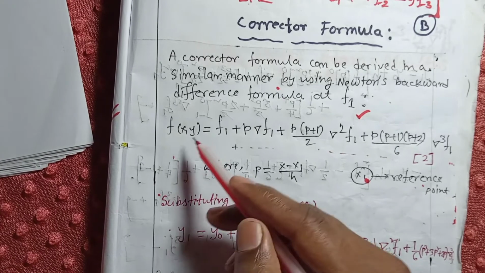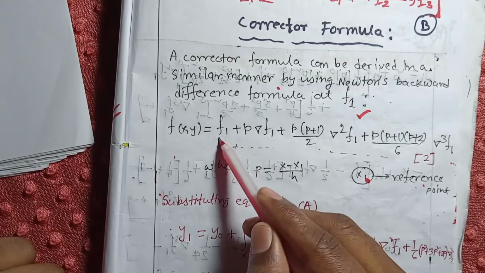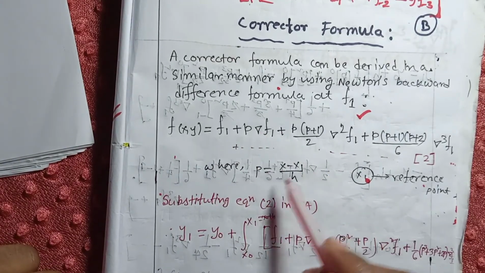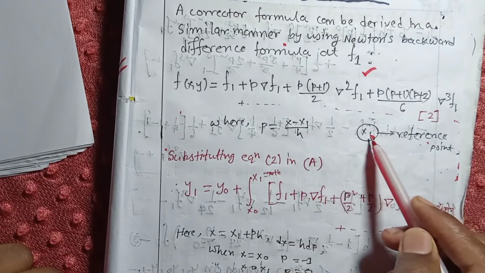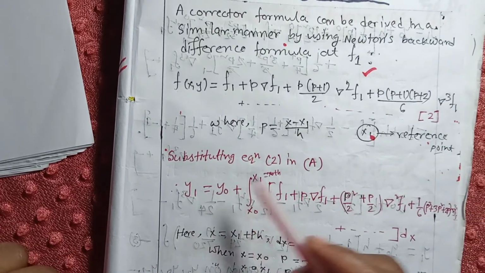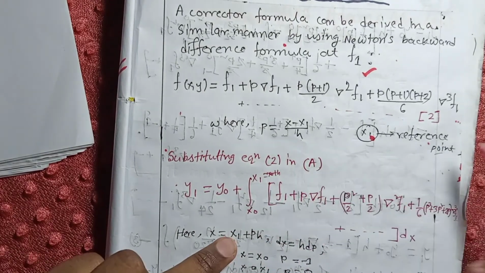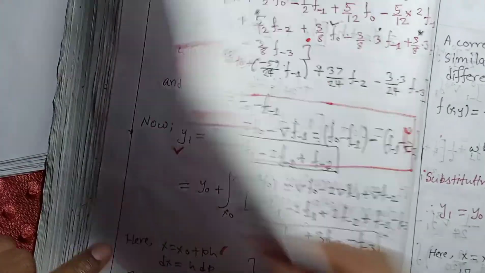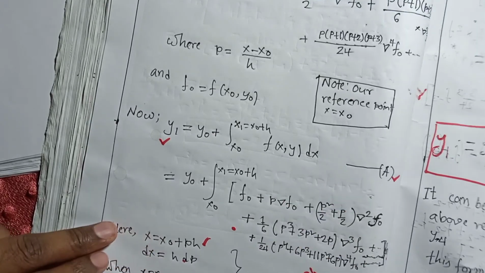Now we can write f(x, y) as f1 plus p nabla f1, where p equals (x minus x1) upon h, and x1 is the reference point. Now substituting equation 2 in equation a, which is on this page.